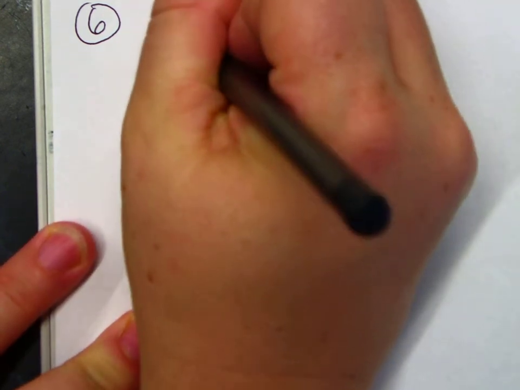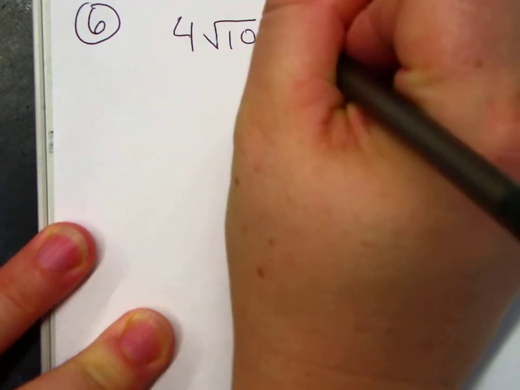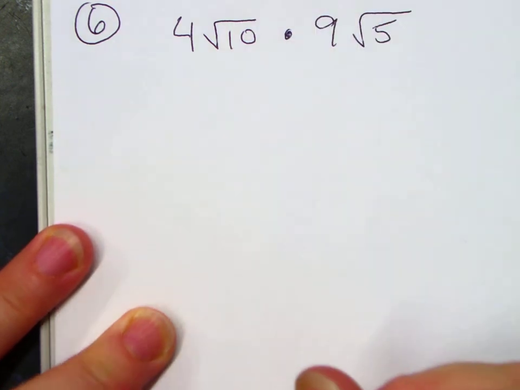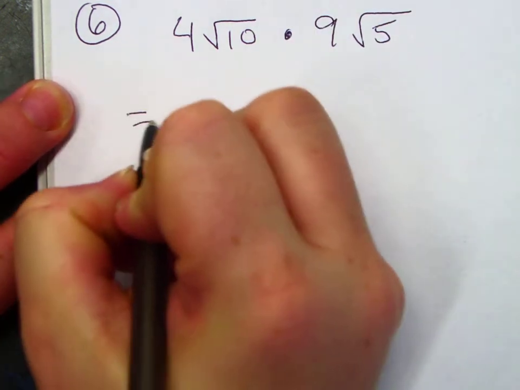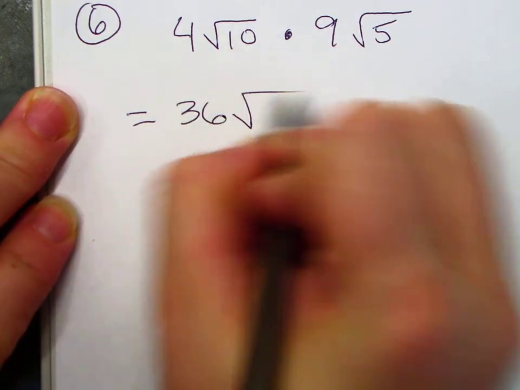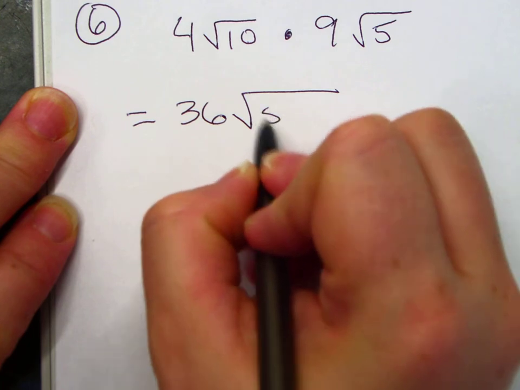Try this next one on your own. Number 6. All right. 4 radical 10 times 9 radical 5. Pause the video and try it on your own. 4 times 9 is 36. Multiply your insides. 10 and 5 is 50.